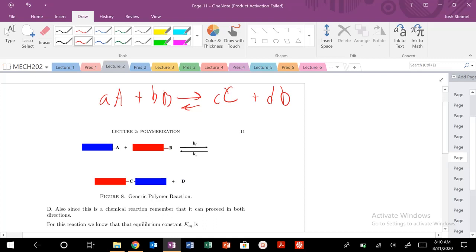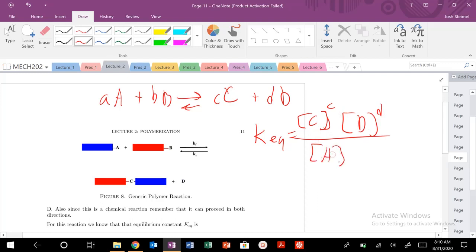So what is my equilibrium constant for this expression? Well, we know it's the concentration of products, each raised to the power of its prefactor, over the concentration of reactants. That is our K equilibrium constant. So this is a really, really critical expression here.